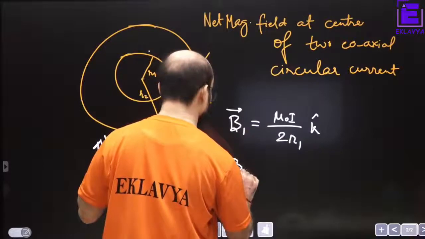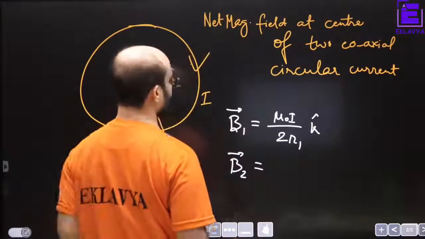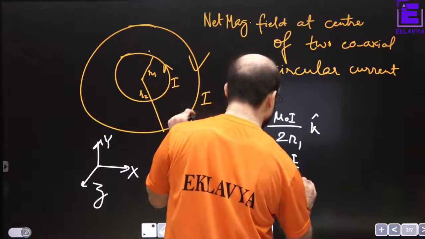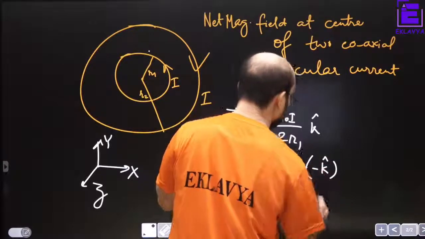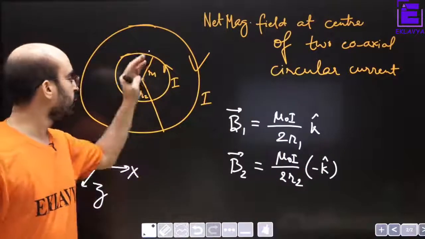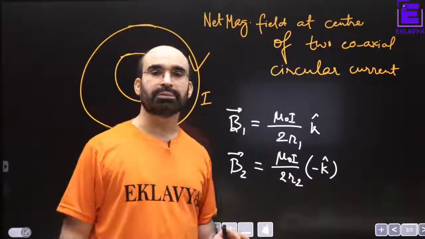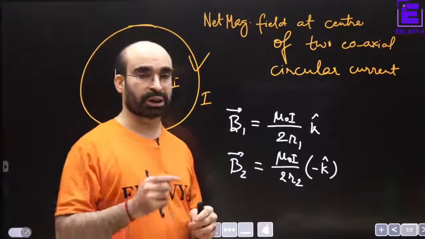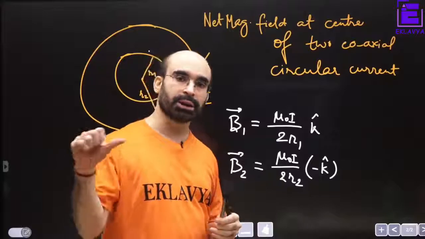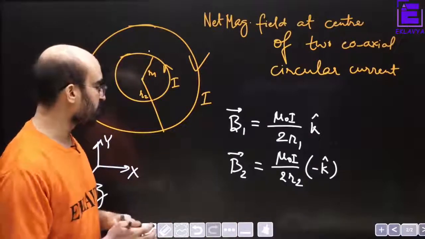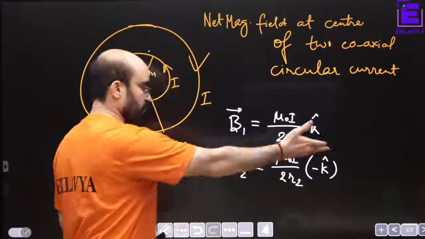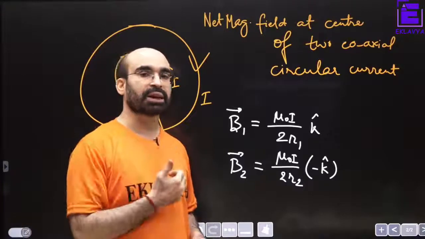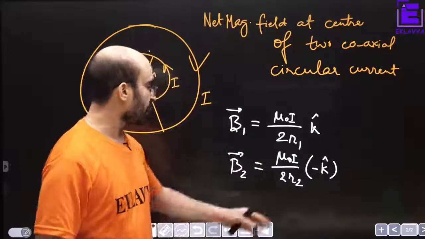All right, now this is for the second conductor. It would be mu naught I by 2 R2, and the magnetic field is directed along the negative z-axis. And why would it be negative z-axis? Because this current is clockwise. When current is clockwise, magnetic field is into the page. I have told you x and y, outward is positive z-axis, inward is negative z-axis. So that way we got this.